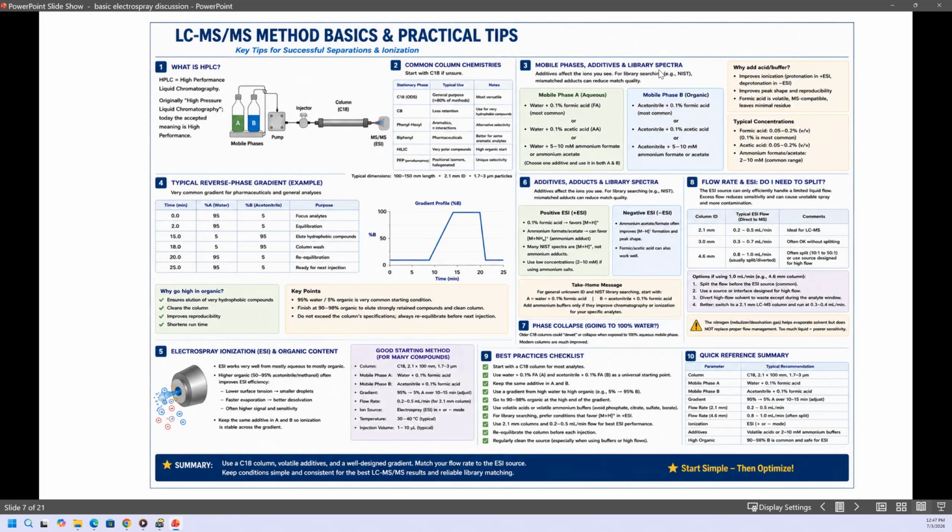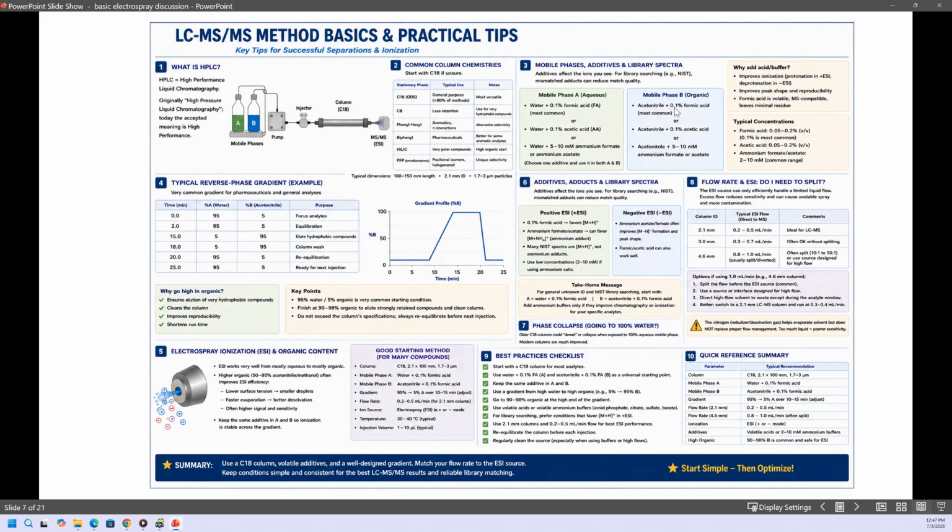For the mobile phase additives, it's best to use formic acid. You can use ammonium acetate, but most of the spectra in the library were obtained with formic acid. So it's usually better if you can stick with that as far as trying to get identifications. And so solvent A would be the one at the top, water with 0.1% formic acid, and acetonitrile with 0.1% formic acid.